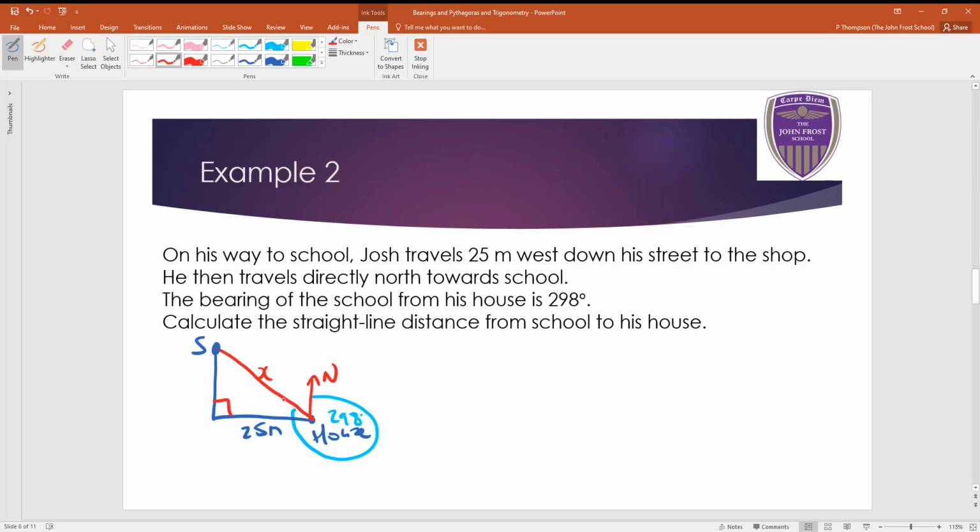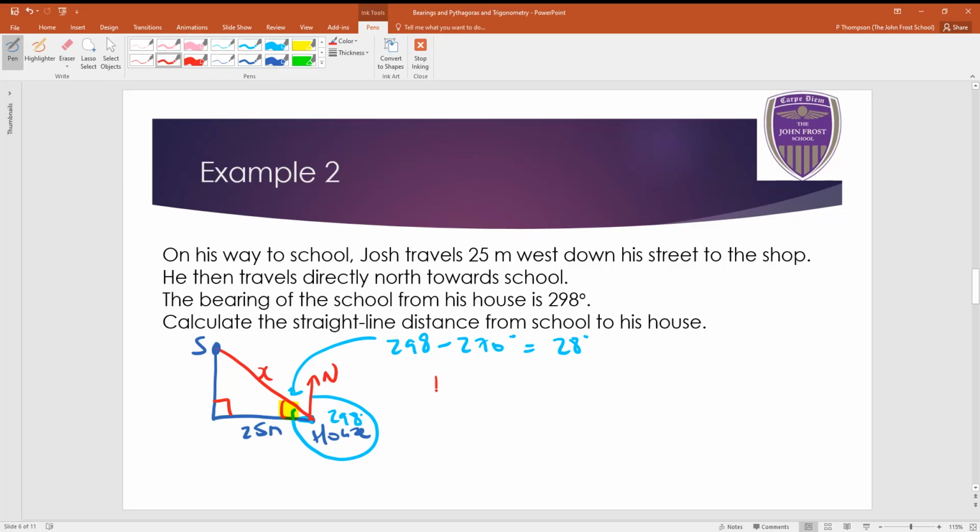And if I knew this angle here in yellow, I could use trigonometry then, couldn't I, to find X? Because I've got another side. Well, I hope you see that this angle here, if I go around in blue, this would just be 298 degrees minus 270 degrees, which is 28 degrees. And the reason for that is that, remember, if you go from north around to west, that is 270 degrees, because it's 90 degrees to east, 180 to south, and then 270 to west. So that's 28 degrees there, okay?